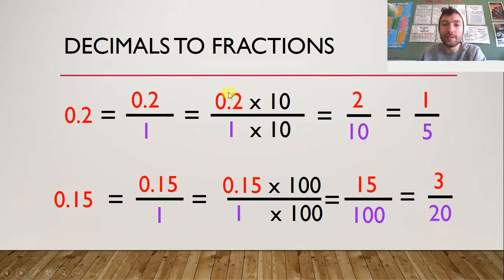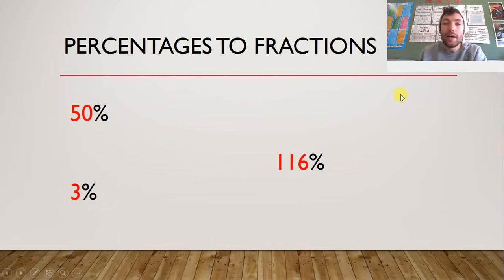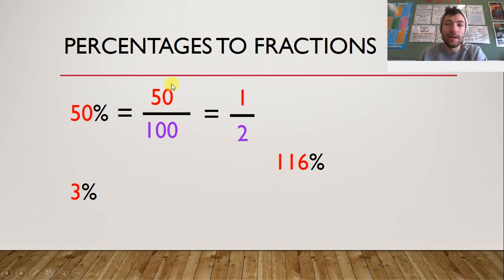So it's all about this process here. Then percentages to fractions. If we've got 50%, the first thing we're going to do is turn it into a fraction by putting it over 100. So we've got 50 over 100, and then we can simplify it down to 1/2. So remember that this sign's sort of like 100, so it's very easy. All we're doing is just putting it over 100.